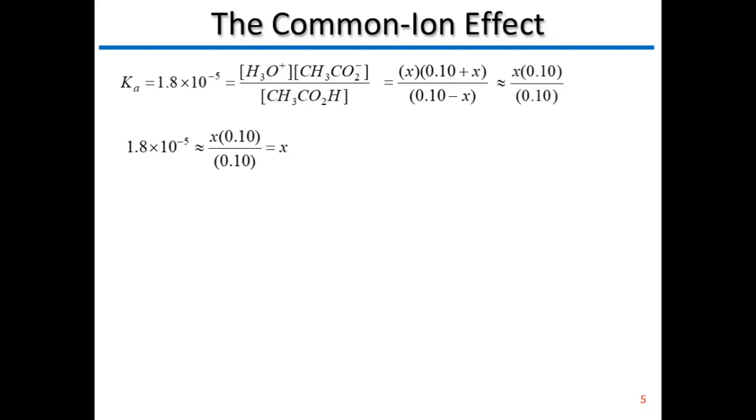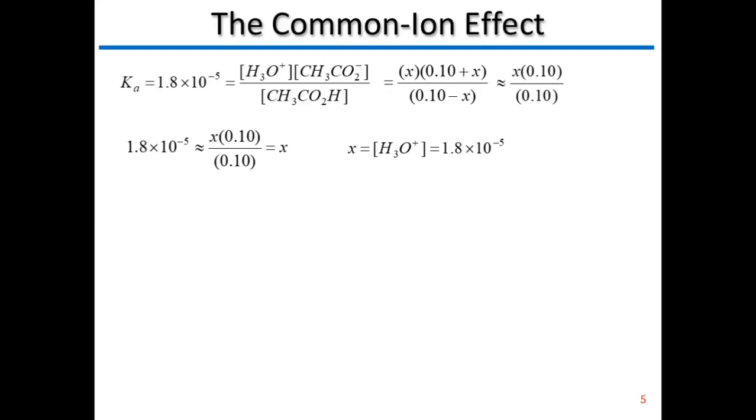Okay, so again, just solving for x like we would have before. Essentially what we're saying here is that 1.8 times 10 to the minus 5 is equal to x times 0.1 over 0.1, so really that's just equal to x. So our expression becomes 1.8 times 10 to the minus 5 is equal to x. Remember that if we go back to our ice table, x in this case is also equal to our H3O plus concentration. So we can say that x is equal to H3O plus, which is equal to our Ka.